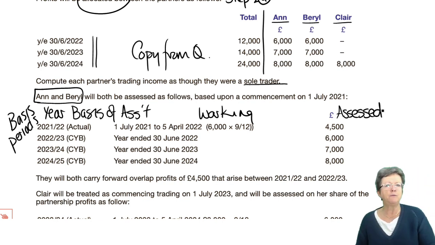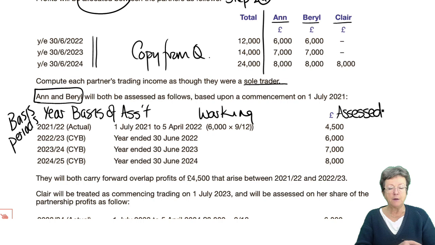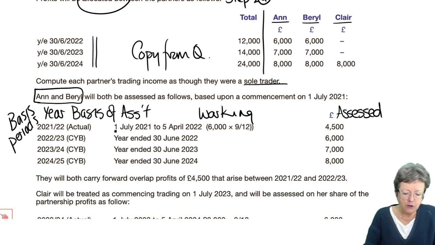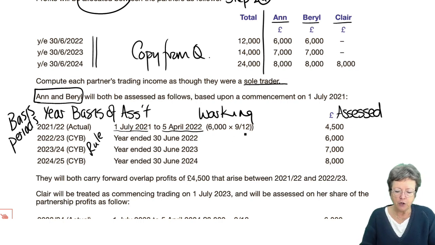Exactly the same as we've done before with basis periods. They both have the same rules because they joined at the same time. So they joined here. Go to the next 5th of April, which is an actual basis. So don't forget to write the rules in. That's what you're getting the marks for. Show your working, and then the assessed amount.